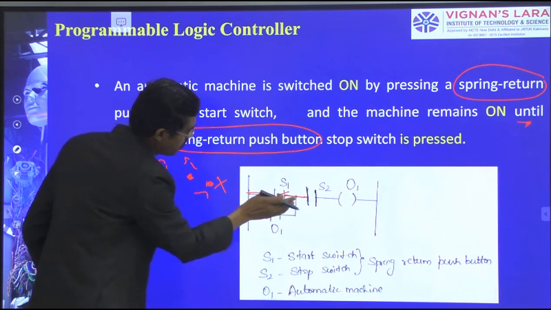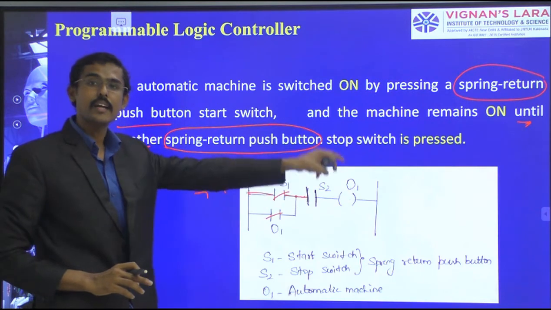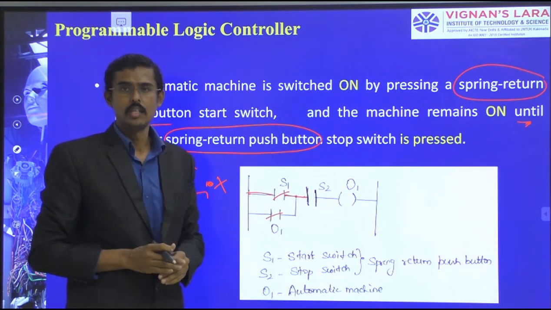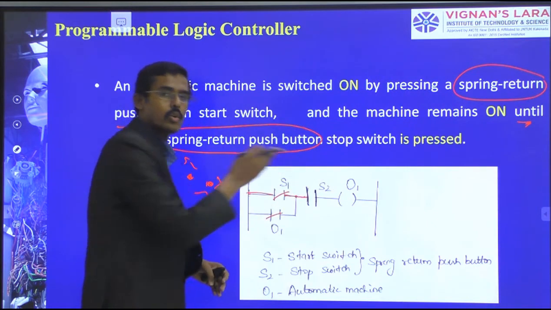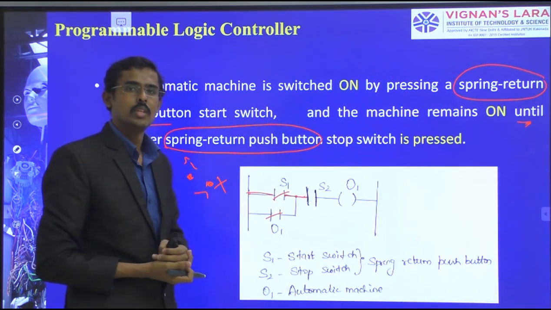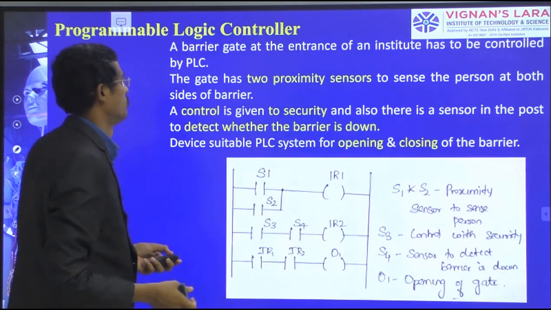Power is coming here. Up to this point, this power is there. But S2 is a brake contact. When I am pressing, it is going to brake the path. Therefore, the power source is not going to reach the output. It means the motor is not running. So likewise, we can plan some other programs also.